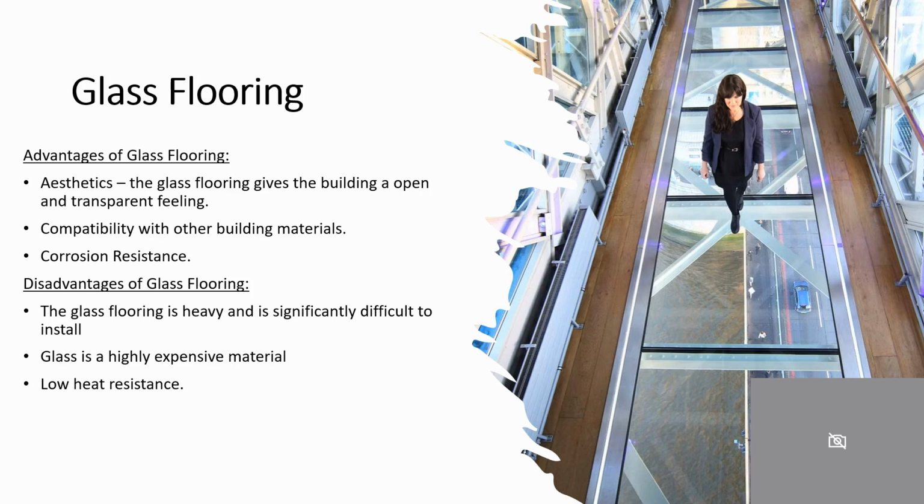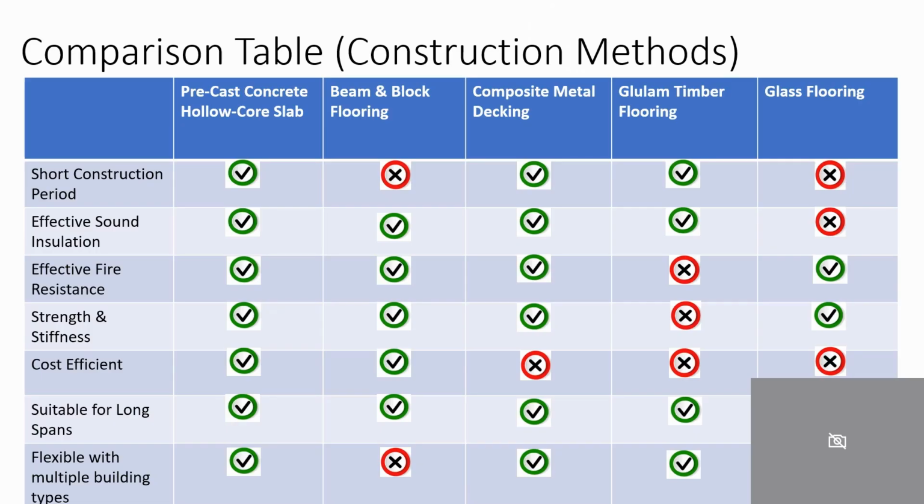Some of the disadvantages include that the glass flooring is heavy and significantly difficult to install, as well as that glass is a highly expensive material with low heat resistance. As you can see from the attached slide, I've created a comparison table which enables me to compare what I thought were the most important factors to the quayside tower, and allow me to get a more effective consideration of what I deemed was going to work effectively, given the design considerations.